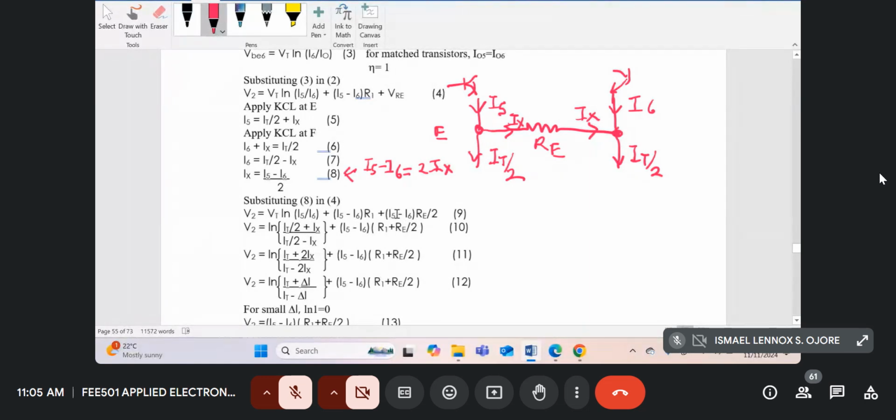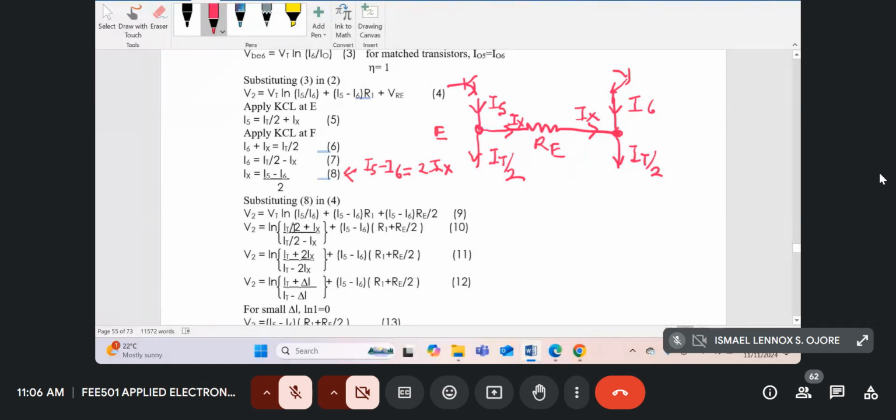So in equation 9, all I've done is just substitute for IX is equal to I5 minus I6 divided by 2 into RE. That's all I've done from 4. Next, I combine these first two terms with natural log. Natural log I5 by I6, but I know what I5 is.